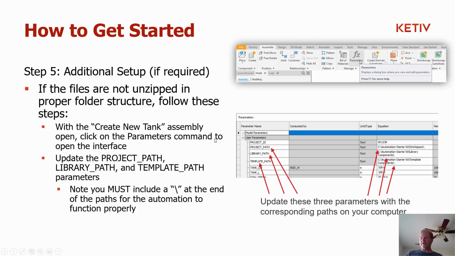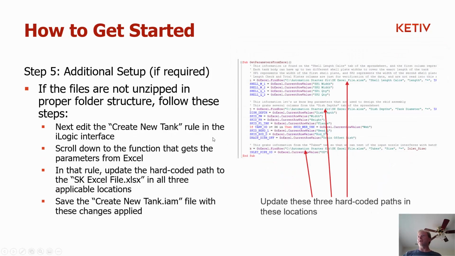The other part that you need to go in and change, there's a rule called Create New Tank. It's basically the main rule in that assembly file. You right click it and say Edit Rule. When you go in there, you go down till you find a subroutine called Get Parameters from Excel. When you find that rule, there's 3 different places where I have it hard-coded where to find the Excel file where it's going to pull information that we need for the configuration.